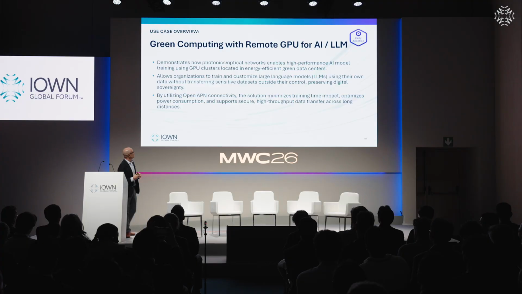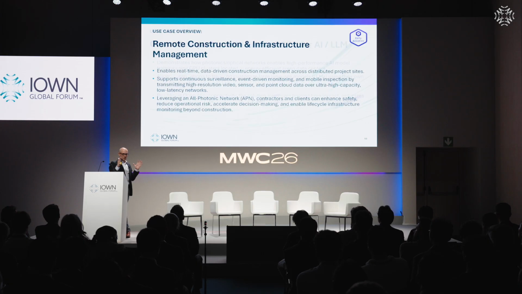It's also important because training usually is a very synchronous process, and the fact that the APN is giving you low jitter and deterministic properties is actually very useful also for them to assume how to distribute that. So this is, of course, top of mind for everyone, the AI, so that's another use case we were working on. And then lastly, the remote construction infrastructure management.